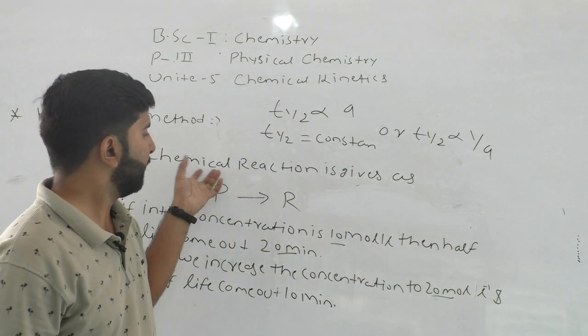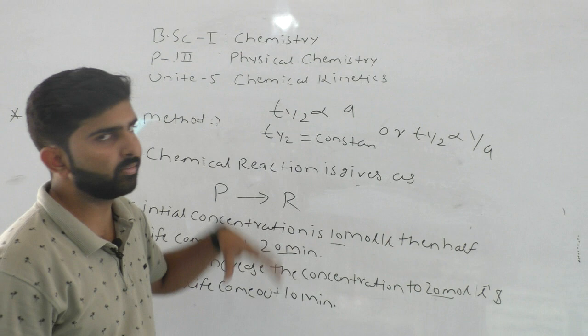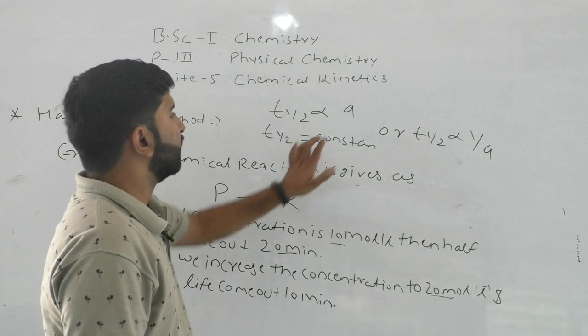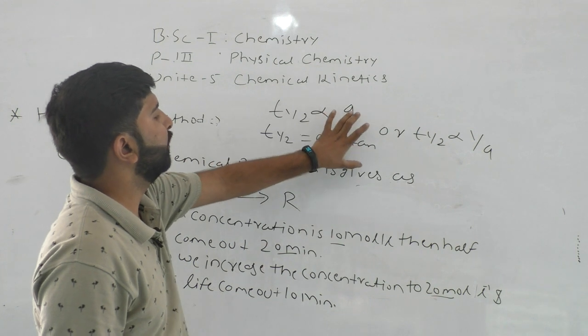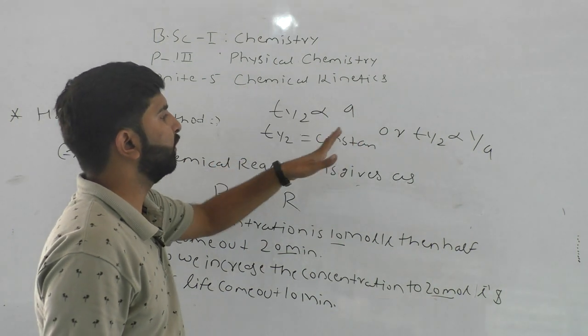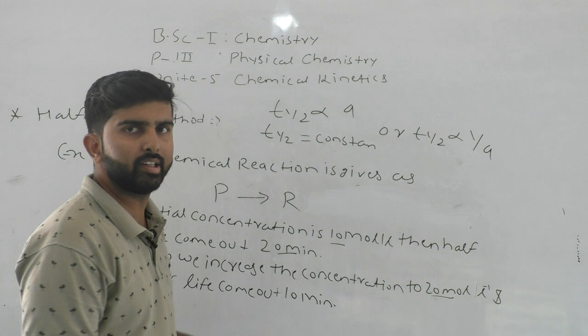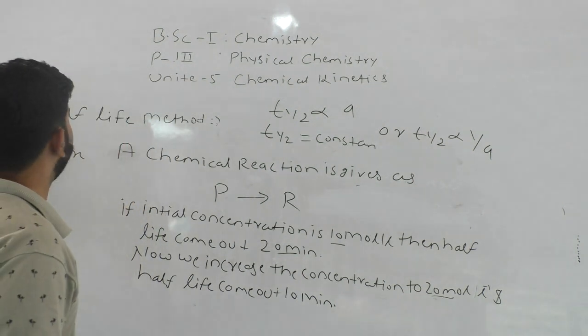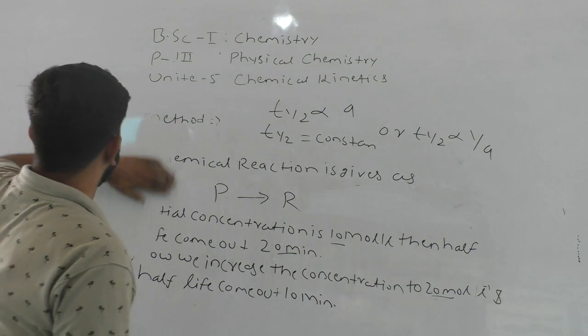So with the help of half life we can also decide the order of the reaction, because the half life of the reactions depends directly or inversely upon the concentration of the reactants. So this is the method of half life.